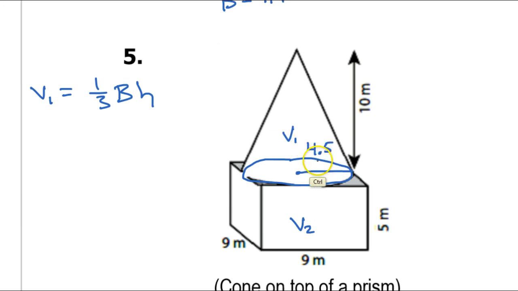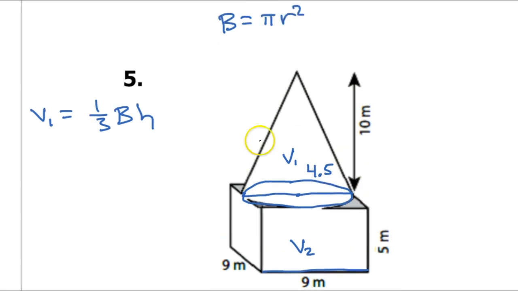4.5. I can tell that because looking at this line right here, see that that's 9? That's just the diameter. That would be the same thing as the diameter of this circle. So the radius will be 4.5. So anyway, the area of the base, the area of the circle, is pi times 4.5 squared.